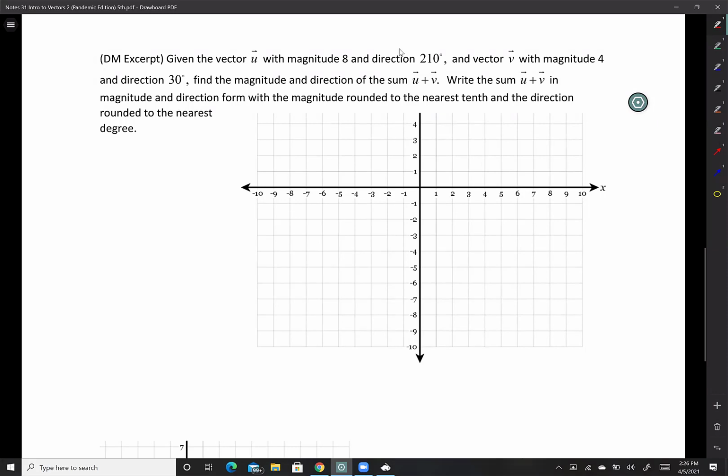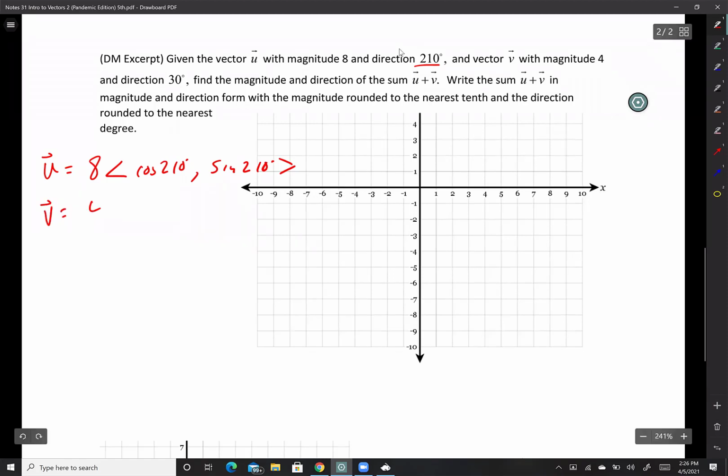The only way you add vectors, and I'm sure your teacher told you this, is one component at a time: the x's with the x's, the y's with the y's. So how do I get the x's? Here it is, guys. Let me first write the vectors. Vector u is magnitude 8 and the direction is 210, so I write 8 cosine 210, sine 210. This is how you write direction. Vector v is magnitude 4, with direction 30, so 4 cosine 30 degrees, sine 30 degrees. Catch up to there.